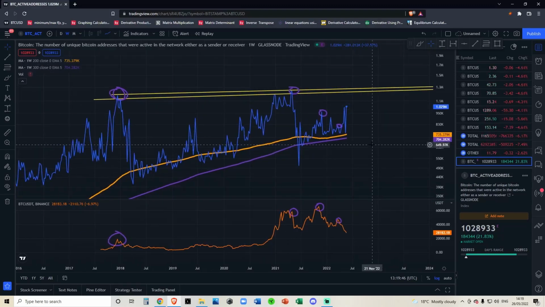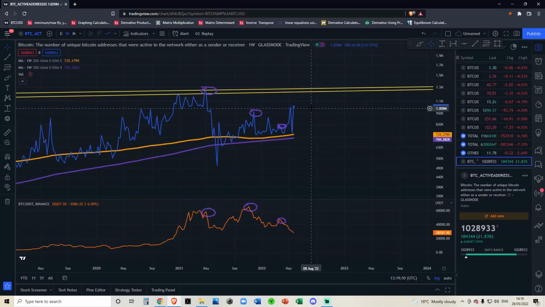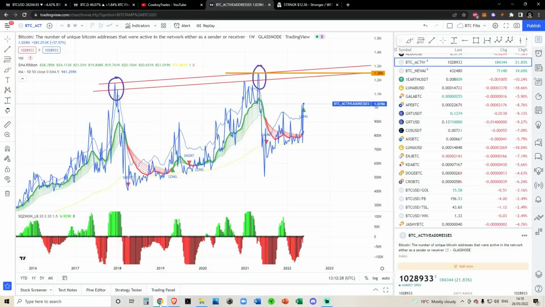I think we're pretty much in the bear market. I think the bottom is very, very near, but it's interesting to see that the Bitcoin active addresses are once again spiking. What do you think of this? In my opinion, I think this means we're probably about to roll down for one more move to the downside.